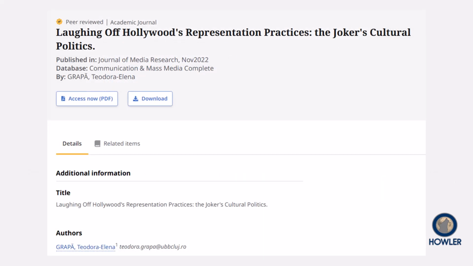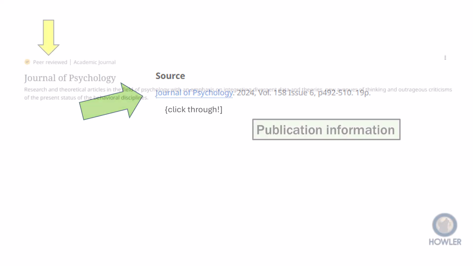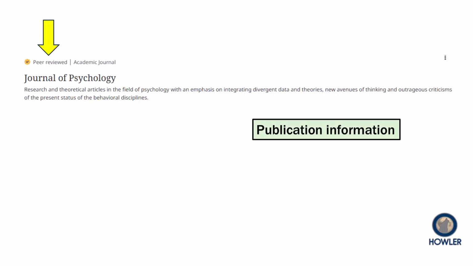Our databases also provide access to scholarly publications on most academic topics. This article on superheroes is from the publication The Journal of Psychology. You can find out more information about any publication by clicking through the link provided in the Source Information field. Some of the academic journals included will be identified as peer-reviewed, which means other experts in the field approved it for publication. Instructors might require that you use some peer-reviewed sources for your assignment.